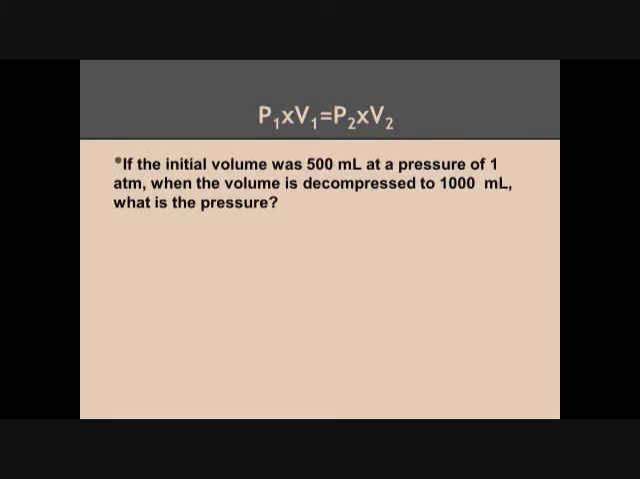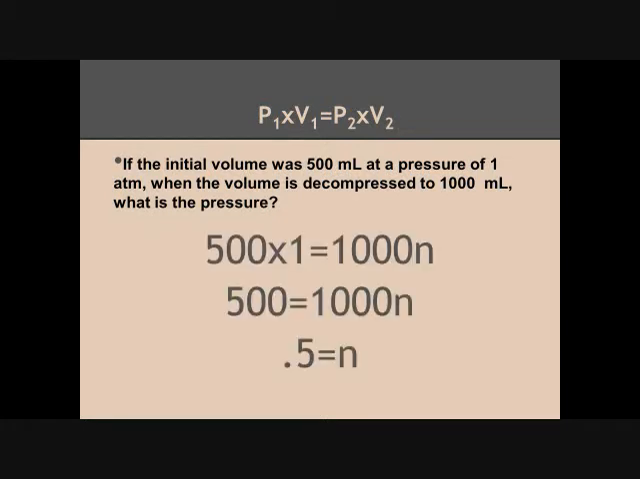The first equation we are going to do is for Boyle's law, and the equation for this is P1 times V1 equals P2 times V2. If the initial volume was 500 milliliters at a pressure of 1 atmosphere, when the volume is decompressed to 1000 milliliters, what is the pressure?